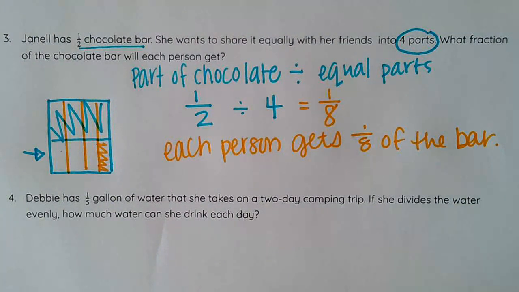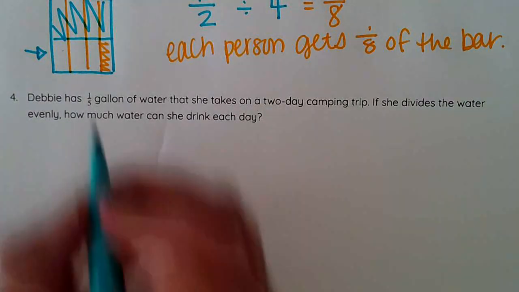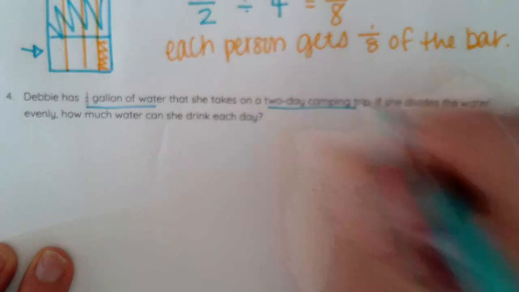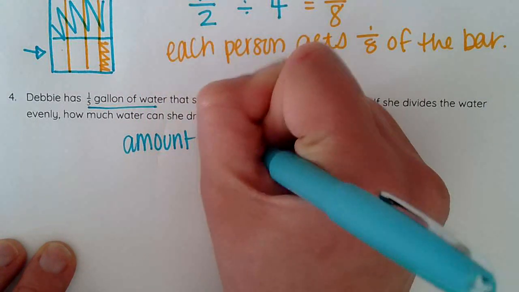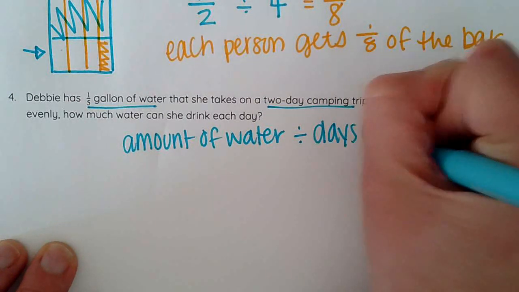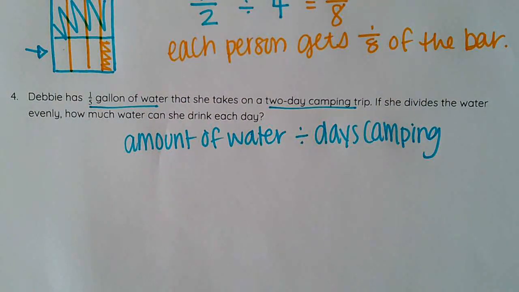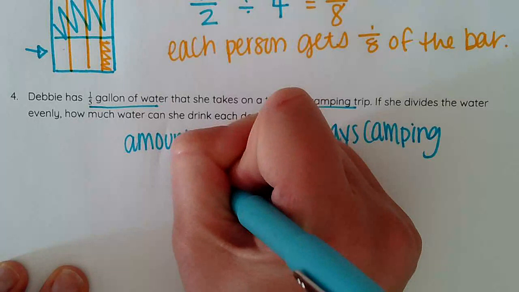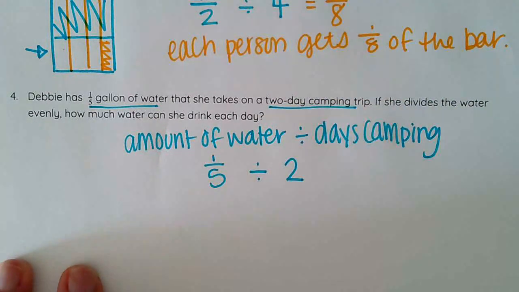All right, last problem together here. It says Debbie has 1/5 gallon of water that she takes on a 2-day camping trip. If she divides the water evenly, how much water can she drink each day? So we've got some water here and the number of days that she is camping. So amount of water is being split into days camping. So if we break our story down into words, now we translate that. We've got 1/5 gallon of water being divided into 2 days.